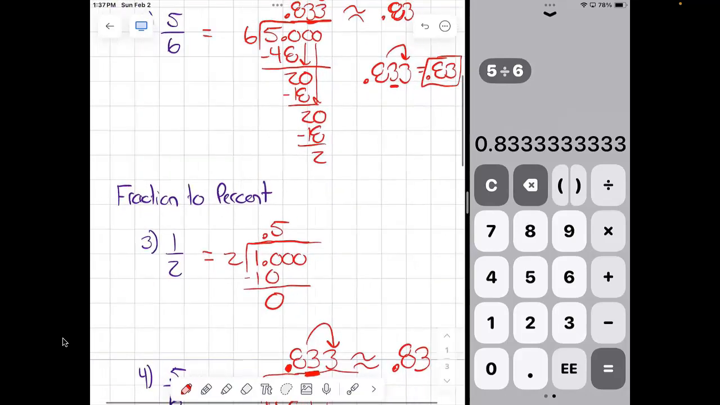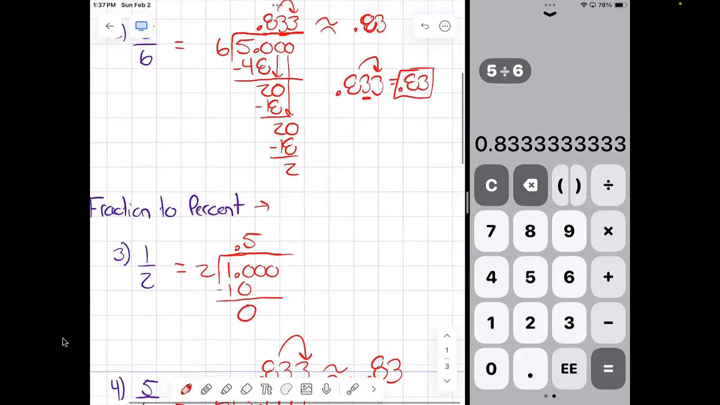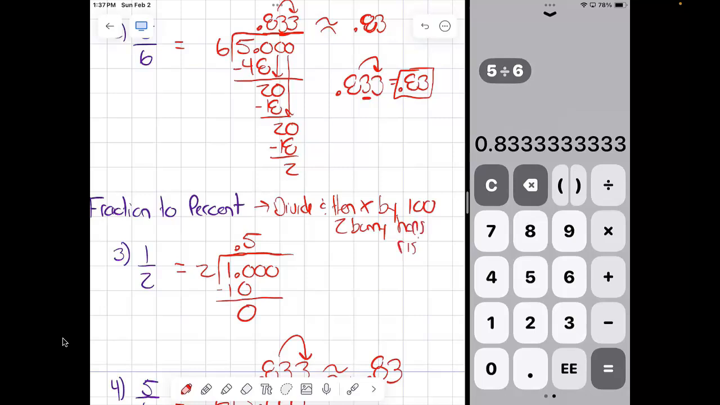Going from a fraction to a percent, the process is divide and then multiply by 100, which we know is 2 bunny hops right. So as you can see, I did 1/2 showing my work. If I were to use my calculator, I would go 1 divided by 2, and I would write down my 0.5. This is what you're going to be doing on your wake up.